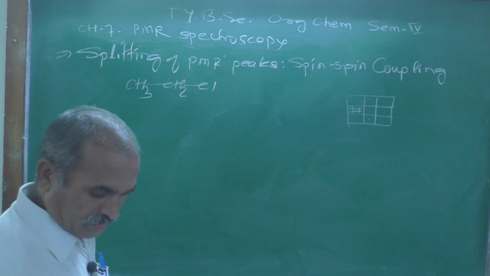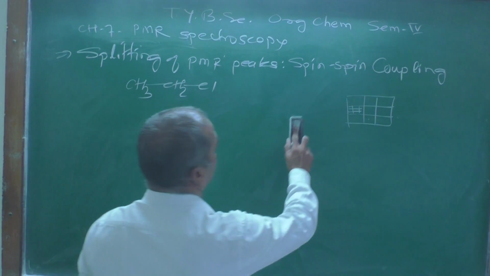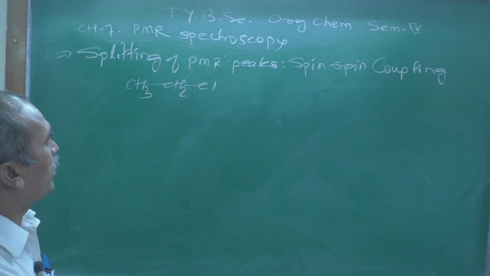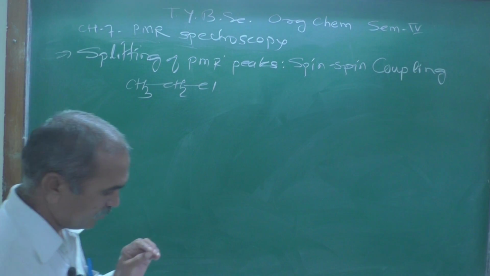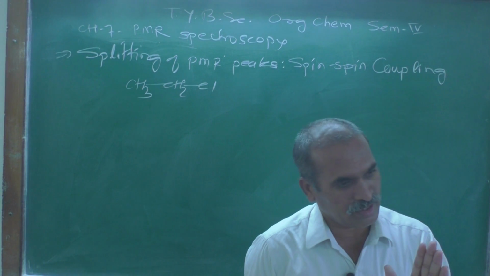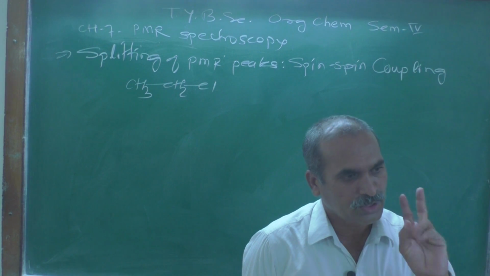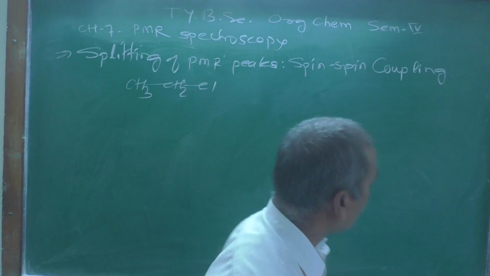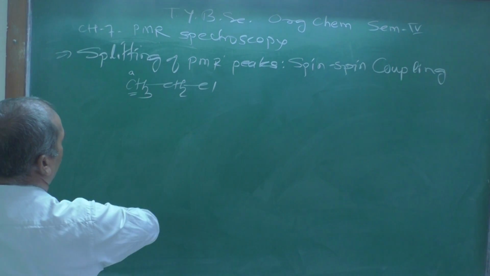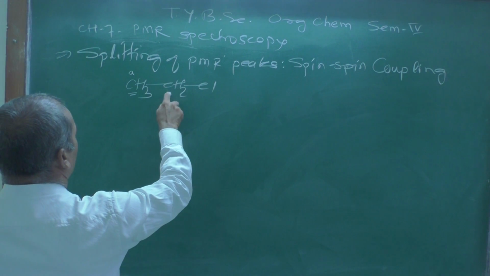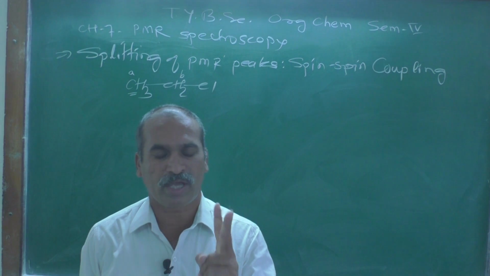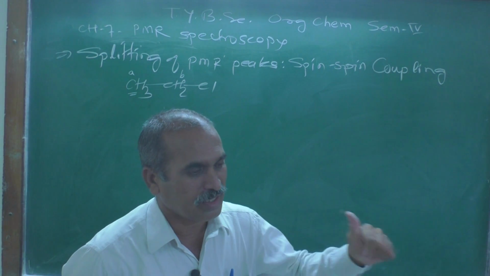Now first tell me how many types of protons are present here. You can say very clearly 2 types of the proton, right? Very good. This is a methyl proton, you can label as A, this is a methylene proton, you can label as B. Means there are 2 types of the proton present in ethyl chloride.